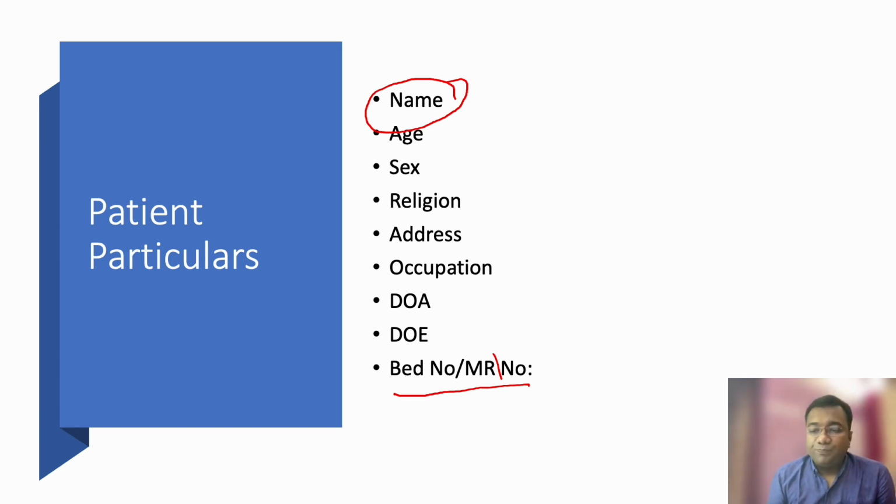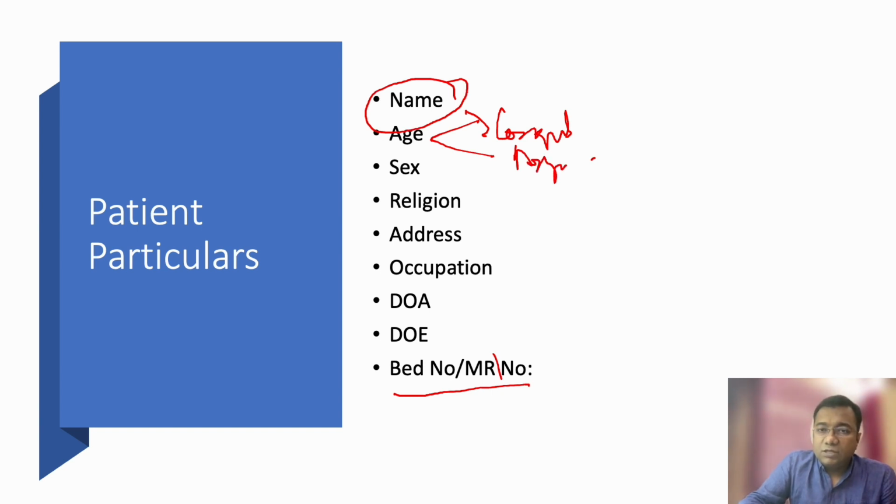Next is age. Now age is very important. Why? Because there are certain diseases which are congenital and there are certain diseases which are acquired. And we know there are several diseases where, with the increase in age, the risk of the disease will increase. Just like breast carcinoma, age is an independent risk factor.